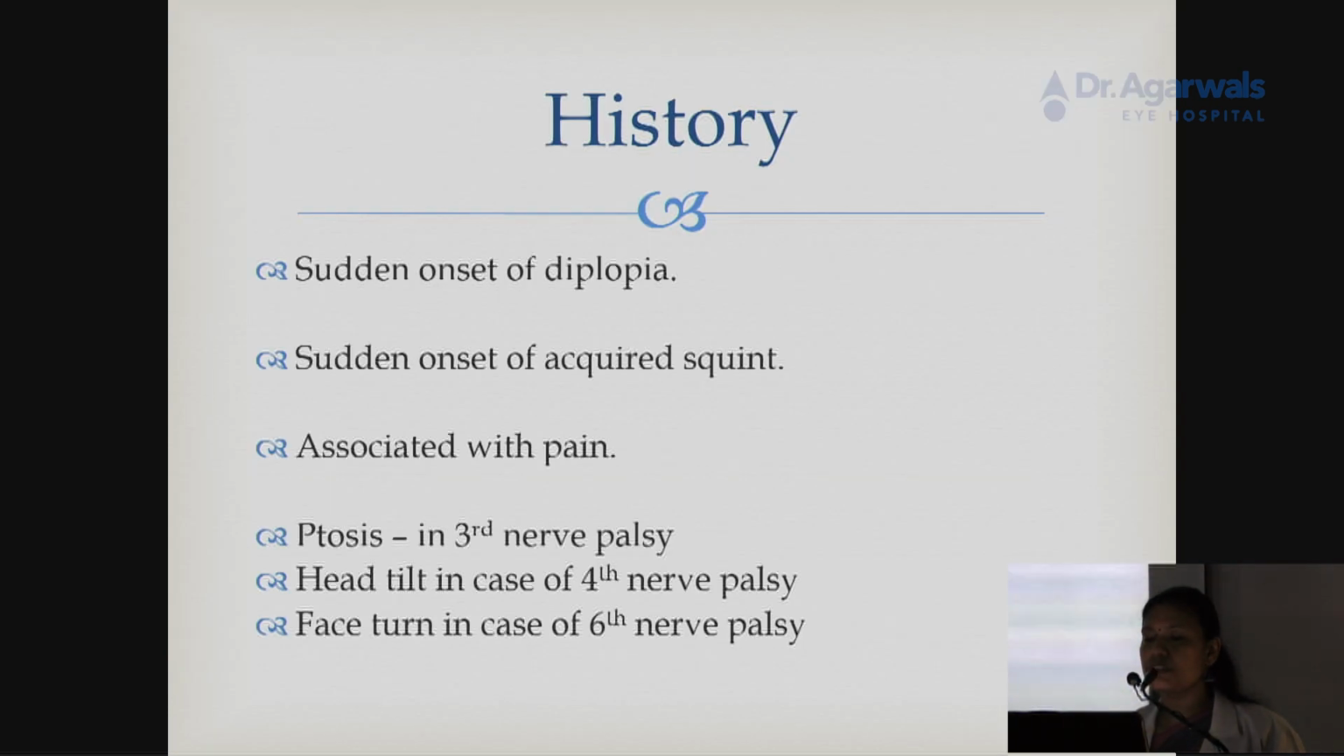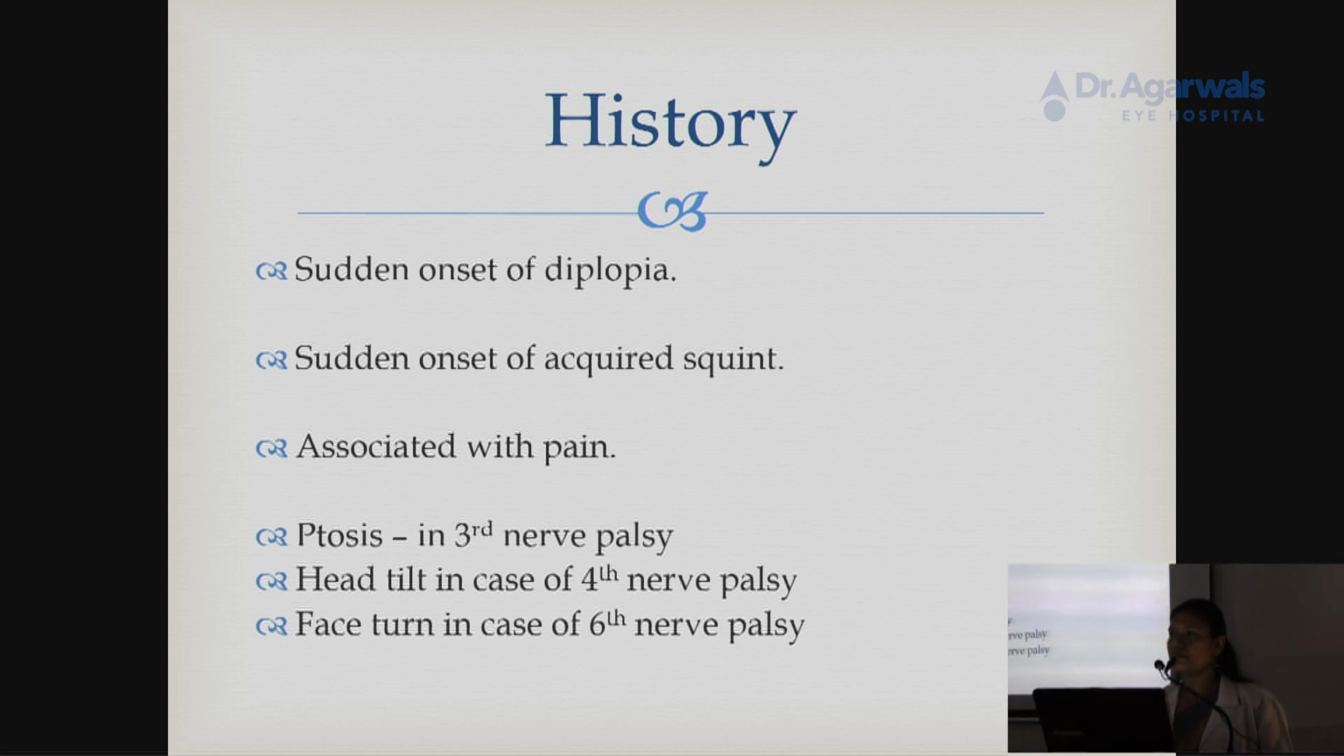When there is a sudden onset of diplopia, you think of a nerve palsy and a sudden onset of squint. So far the patient has been orthophoric and suddenly the patient develops a squint. That is the history the patient gives, and it could be associated with pain. Sometimes severe pain can be there, in the case of diabetes or aneurysm. There may be drooping of the lids, which is common in the 3rd nerve, and head tilt. Basically in the case of a 4th nerve, suddenly the patient adopts a head tilt to the opposite side, right? And face turn: usually in the 6th nerve palsy, the patient has a face turn to the same side.